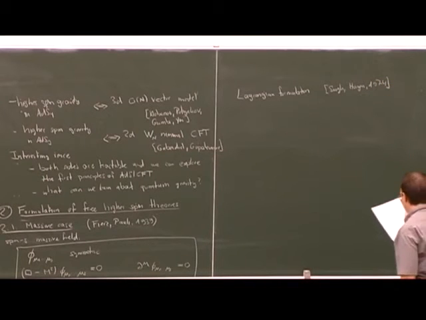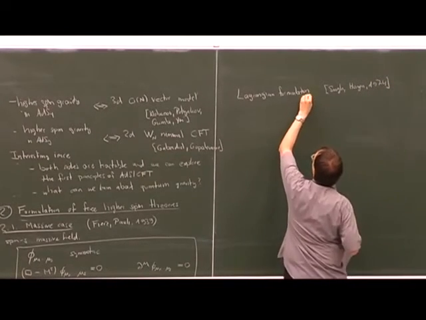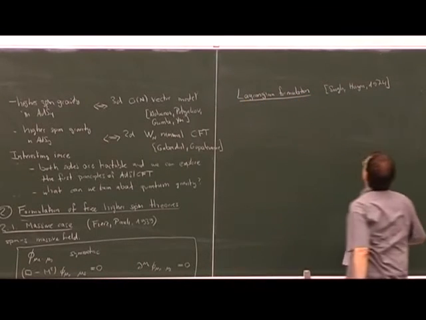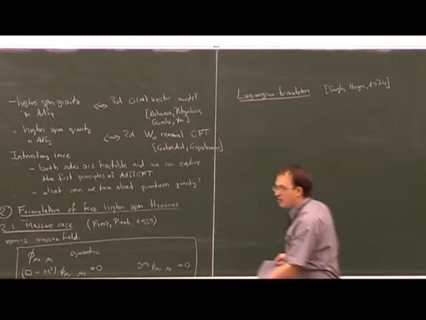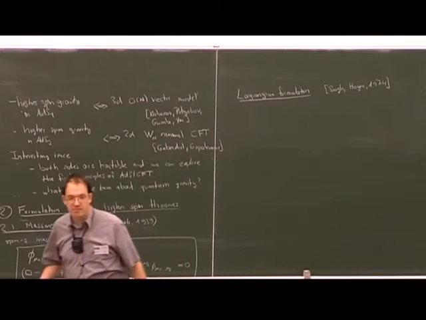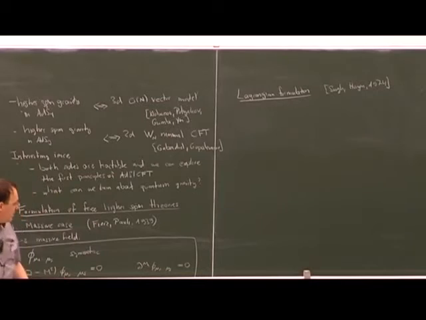Okay. So what's the problem? Why does it take more than 35 years to write down a Lagrangian formulation? The problem is that you need auxiliary fields.